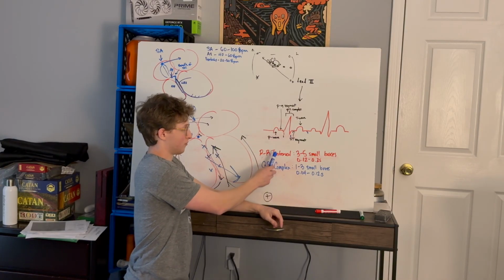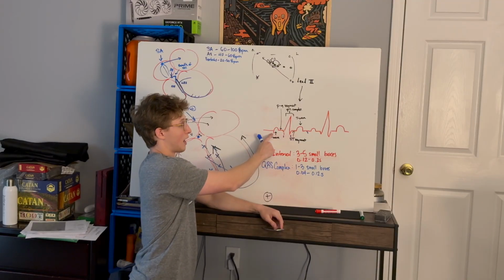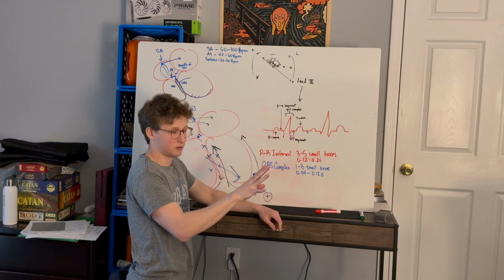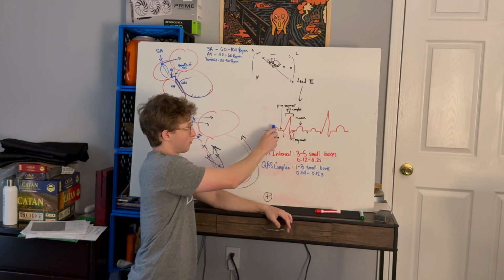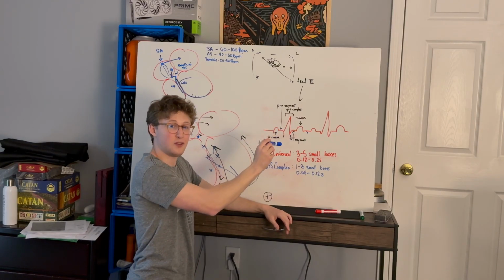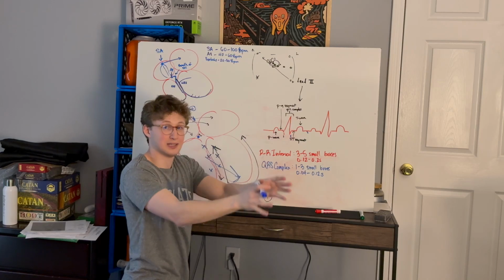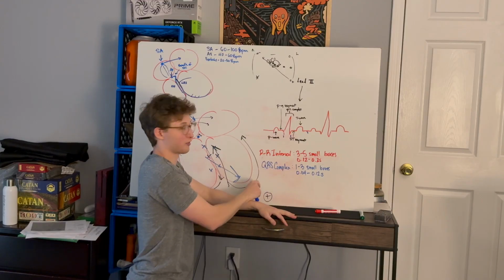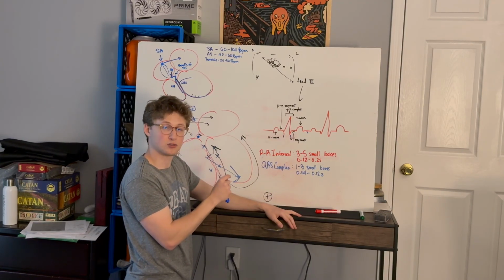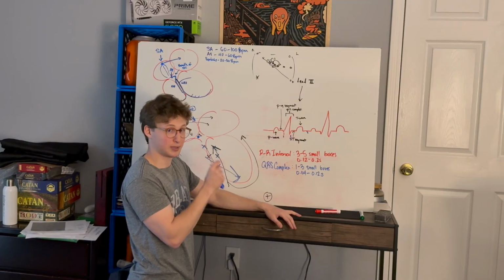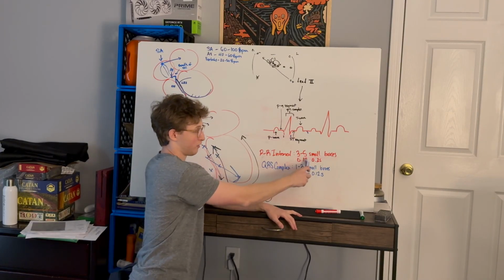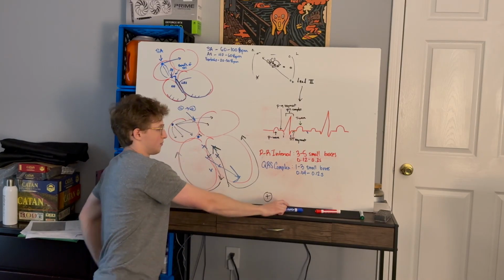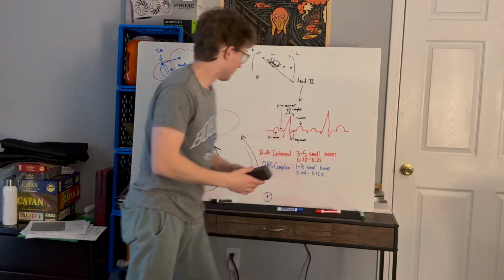So PR interval is the time it takes for our signal that hopefully originated from the SA node to get through the atria, cause them to completely depolarize, the signal to get to the AV node, and then for the AV node to release it to the ventricles. That is our PR interval. And then our QRS complex. How long does it take for the ventricles to depolarize completely? Again, in small boxes in seconds. Okay. Let's see.